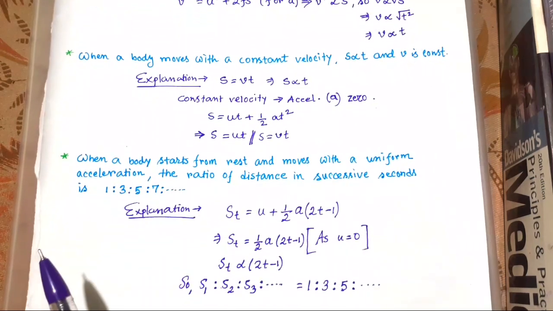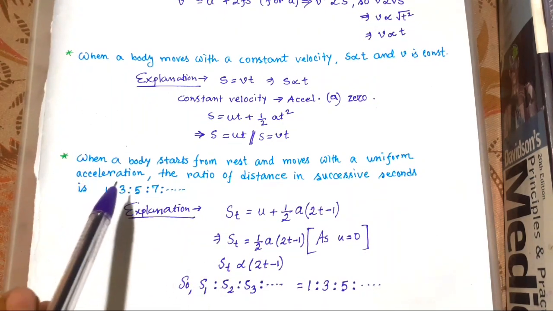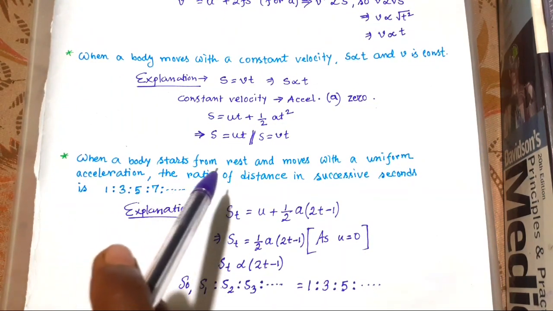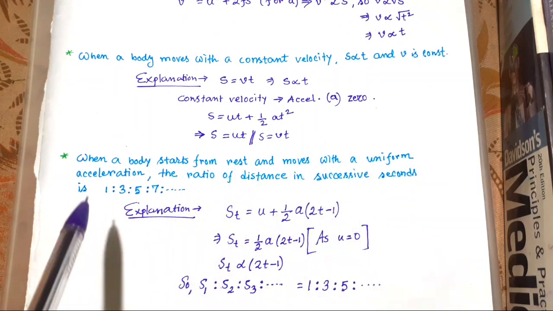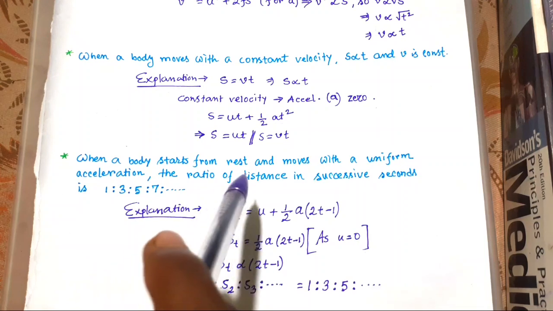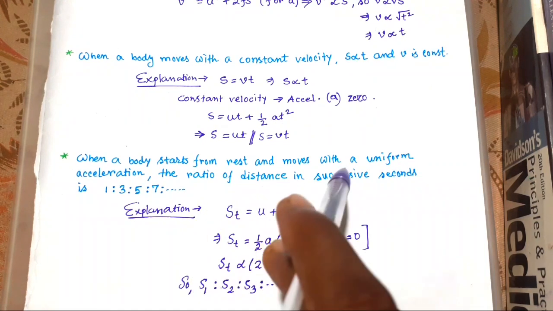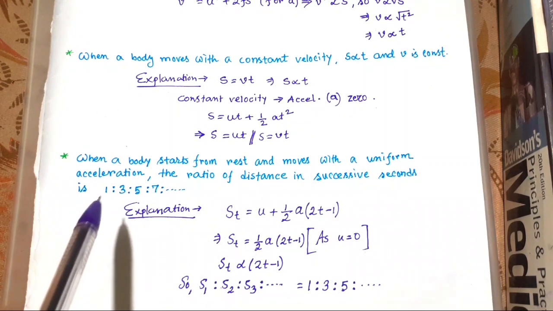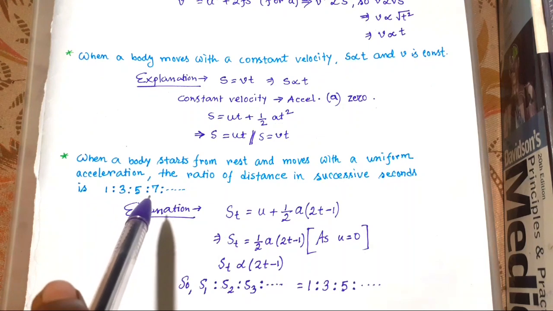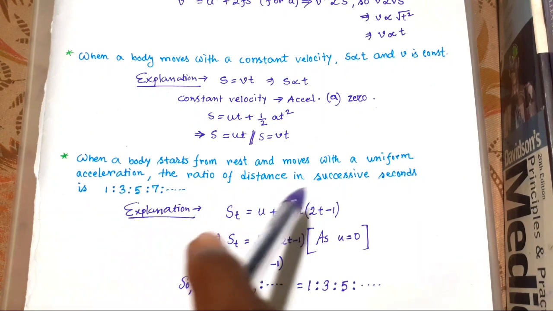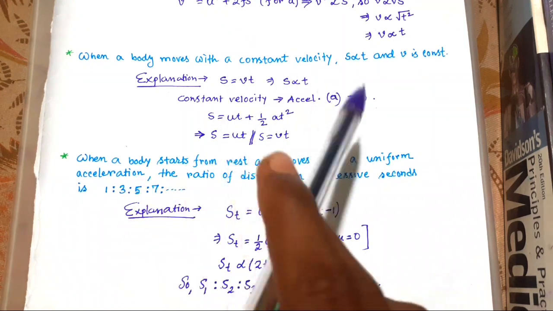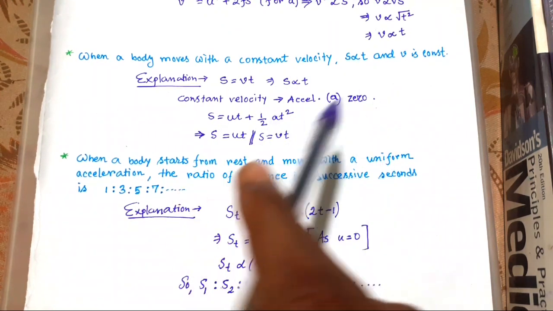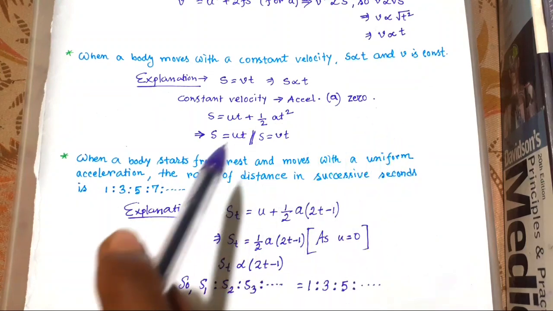Now number 3. When a body starts from rest and moves with a uniform acceleration, the ratio of distance in successive seconds is 1:3:5:7 in this way, okay. Successive seconds means first second, second second, third second, okay.